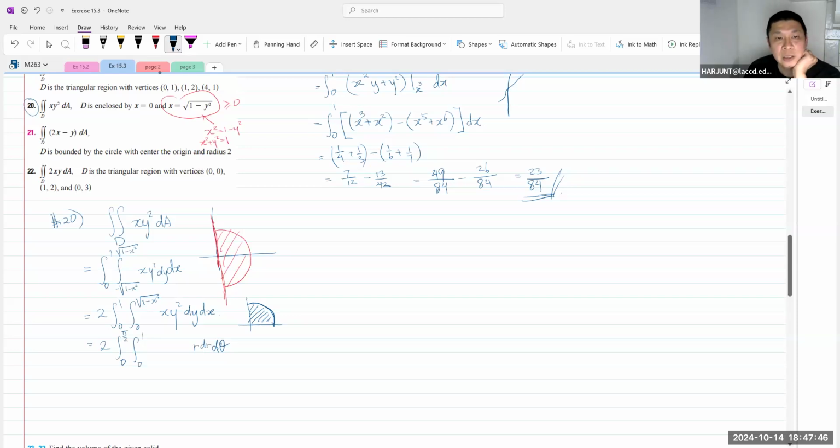The x is r cosine theta, the y is r squared. The y squared is r squared sine squared theta. Okay, if I put them together, this will be 2 times integral from 0 to pi over 2, integral from 0 to 1 of r to the fourth cosine theta sine squared theta dr d theta. Now you may wonder why, Thomas, you change it into polar. Because if you think about it, all of a sudden we get a quote-unquote rectangular domain.